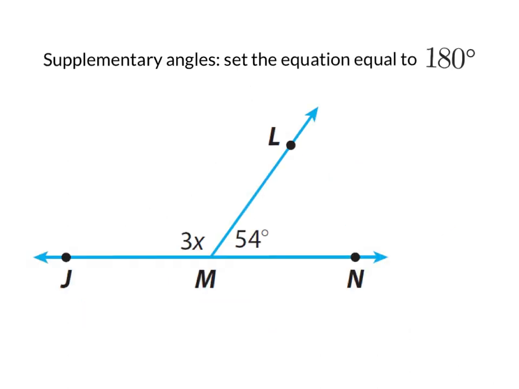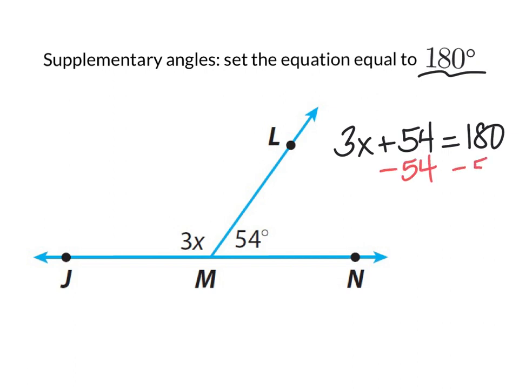All right, supplementary angles. So this time, because supplementary angles equal 180, that straight line, we're going to set the equation equal to 180. So we know 3x plus 54 degrees will give us 180 degrees because this is a straight angle or a straight line. So I don't have any like terms I need to combine, so I'm just going to start solving.